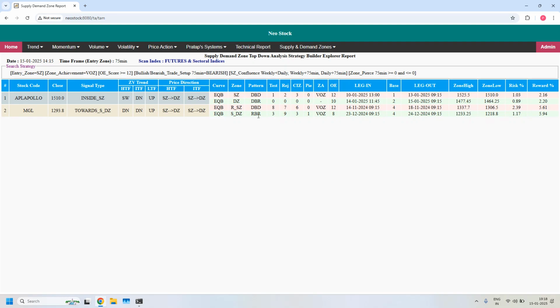In these 2 stocks, these 15 minute supply zones are part of these 75 minute supply zones, which are part of the daily supply zone. Both together are again part of the weekly supply zone. And the weekly trend is down in only one stock, the second stock. If this second stock has weekly EMA confluence, it is even more high probability trade setup.